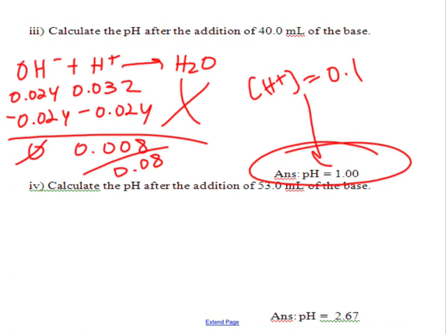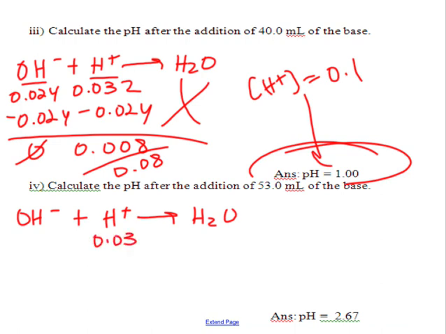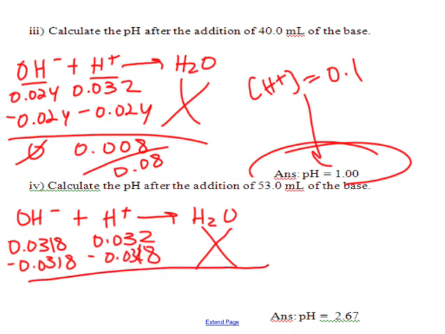Okay, so we're getting there. We're getting to the point we're going to have equal moles here soon. Not yet. Calculate the pH after the addition of 53 mils of the base. All right, so this plus this. Again, our 0.032 doesn't change. Here we have 0.6 times 0.053. It's 0.031 something. 0.0318 minus 0.0318. So we run out of base.